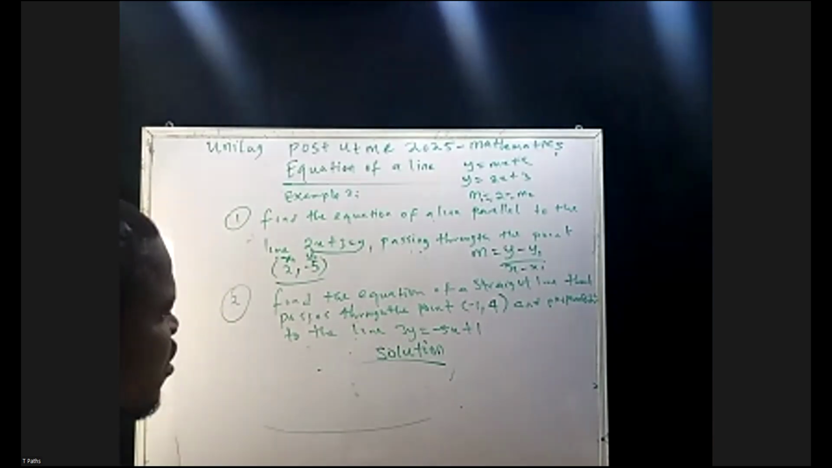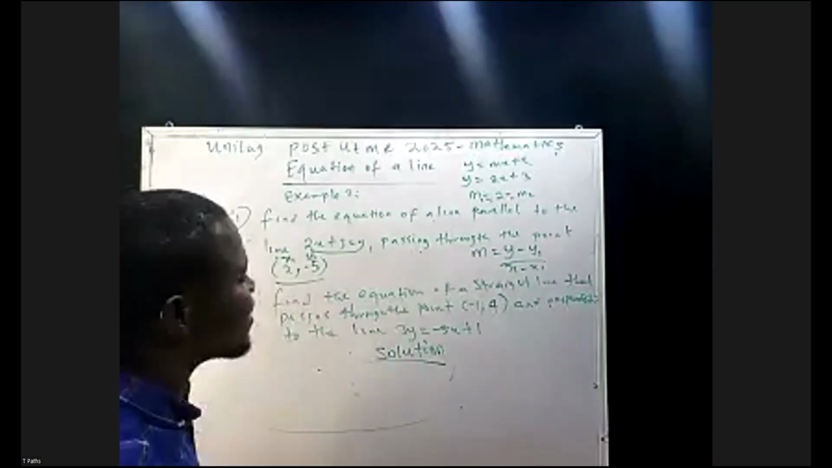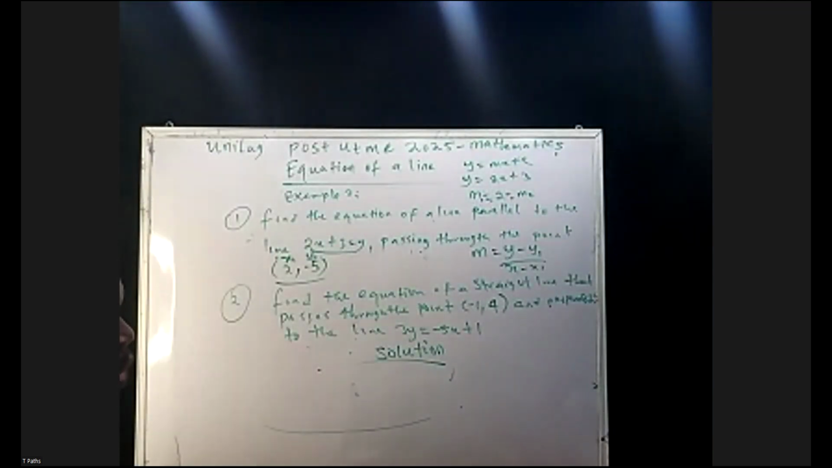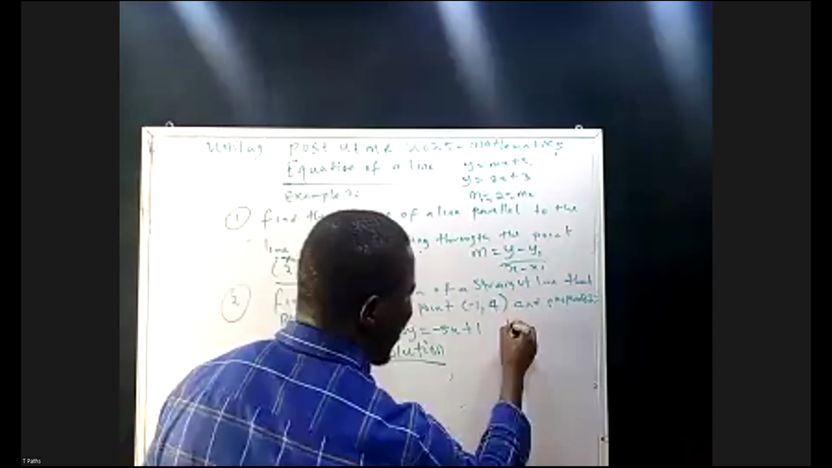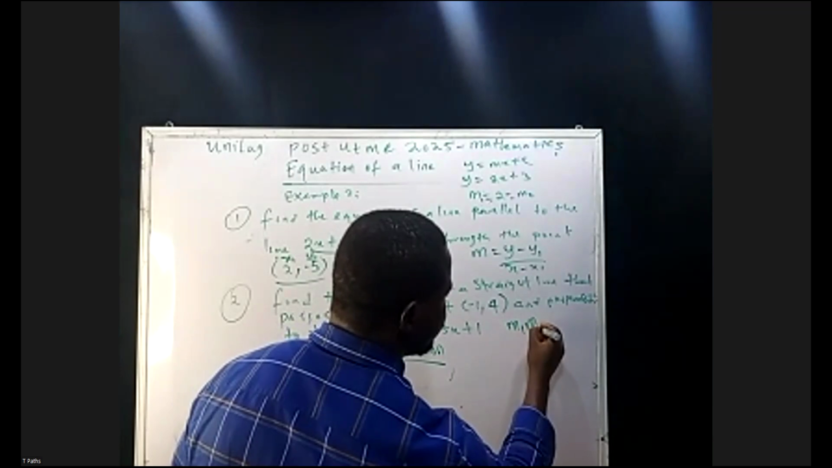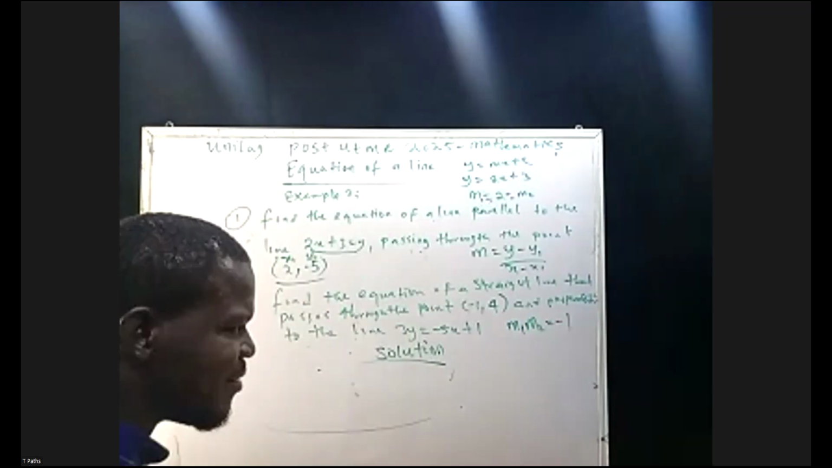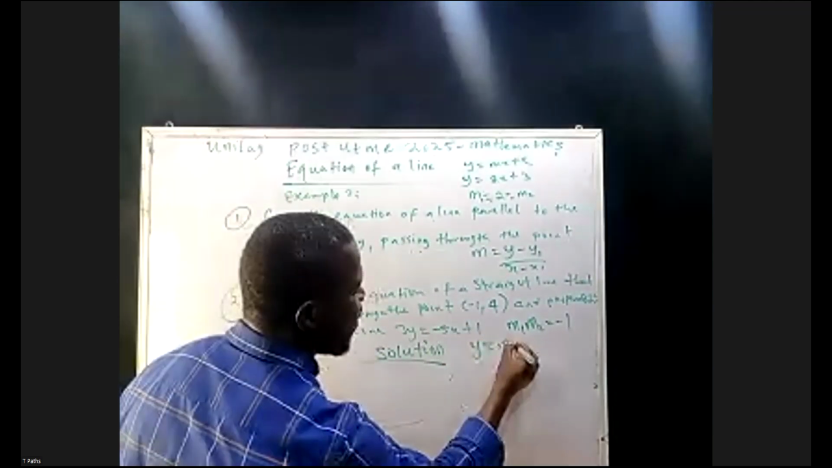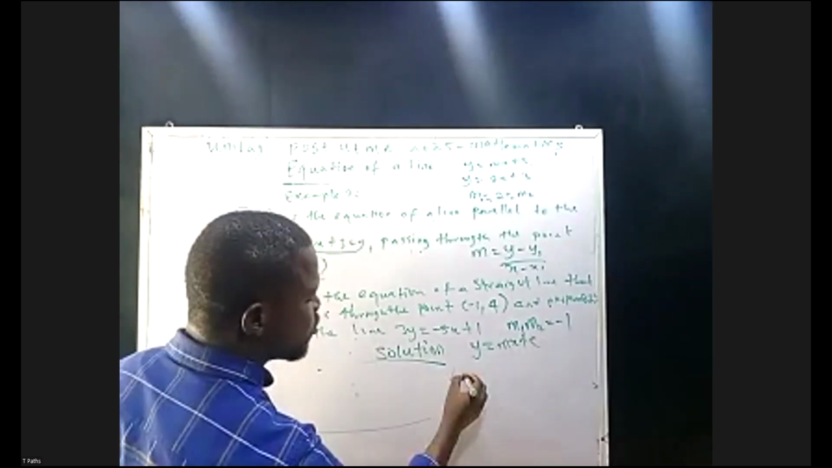Now the second one: find the equation of a straight line that passes through the point minus 1, 4 and perpendicular to the line 3y equals minus 5x plus 1. You know that for perpendicular lines, m1 times m2 is equal to minus 1. But you have to write y equals mx plus c.